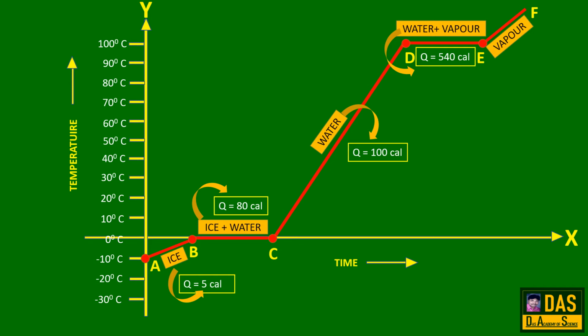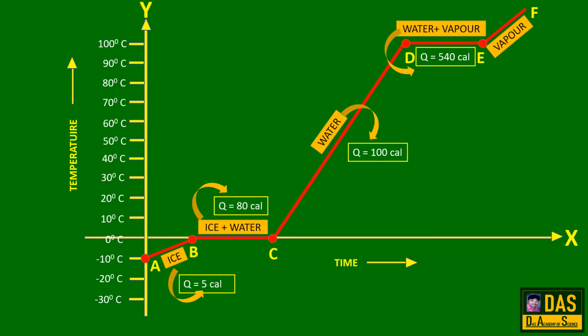let us summarize the following. If the mass of the substance is 1 gram, then the heat energy required to change 1 gram of ice at minus 10 degrees Celsius to 1 gram of ice at 0 degrees Celsius is 5 calories. That is between A and B.